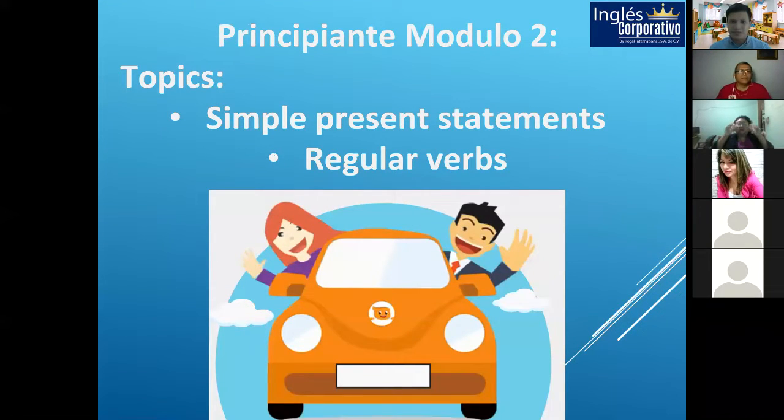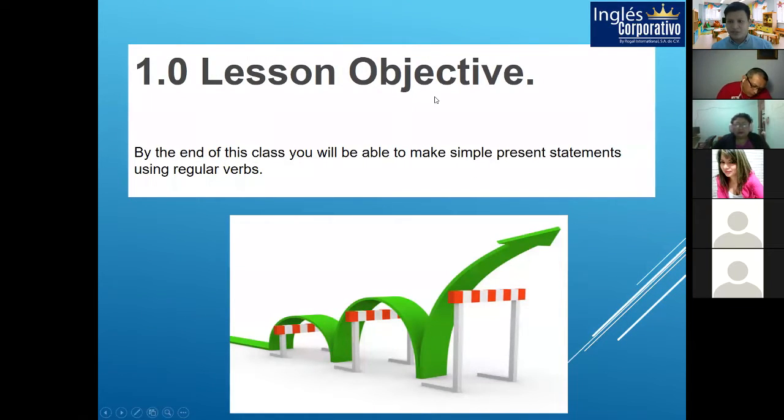We got the topic, simple present statements, regular verbs. As the topic says, we are going to be able to make a simple present statement. Vamos a ser capaces de hacer oraciones en presente simple. Before starting with today's class, we have lesson objectives. Maggie, can you see the objectives? By the end of this class, you will be able to make a simple present statement using a regular verb. Okay, very good. Thanks.